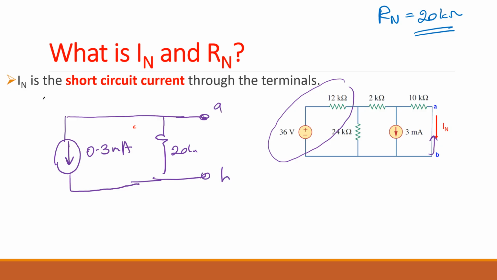Am I right? Is this what you got? 0.3 milliamps we got. I explained how you should get it, and did you get it or not? Do you want me to explain again?